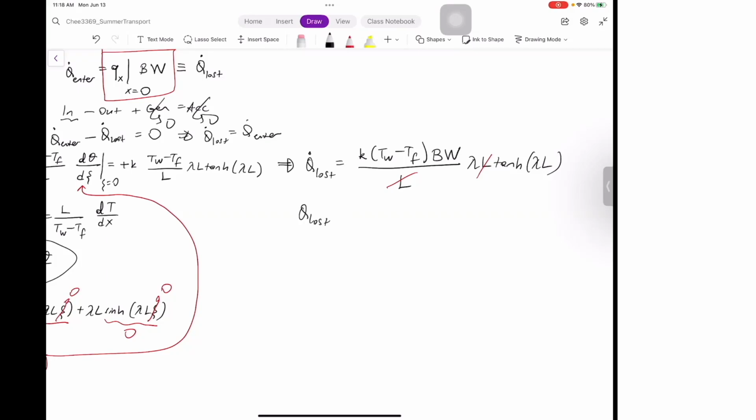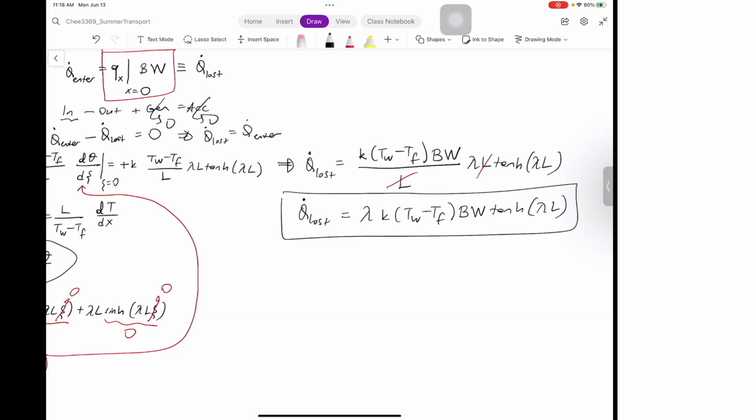Q lost is equal to lambda k, Tw minus Tf, B W tanh lambda L. Good. You can check the units. Lambda is 1 over length, and this is length. They cancel.